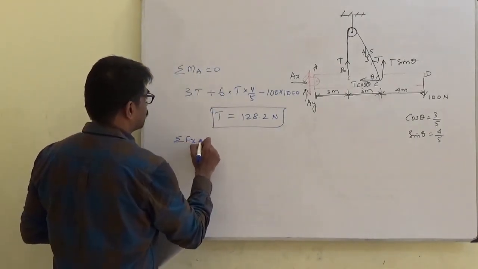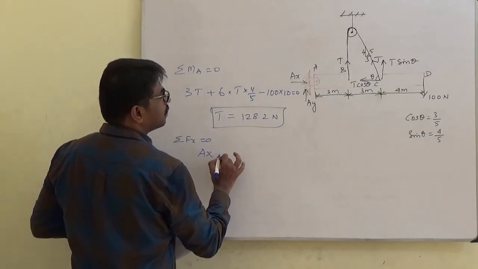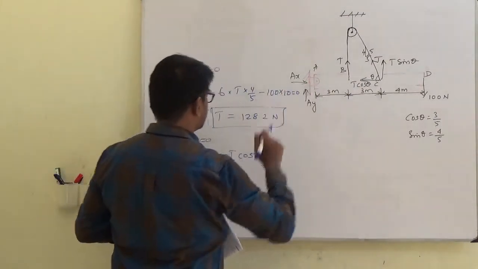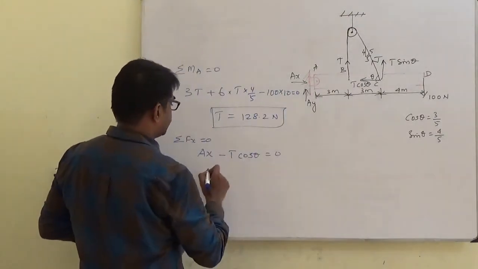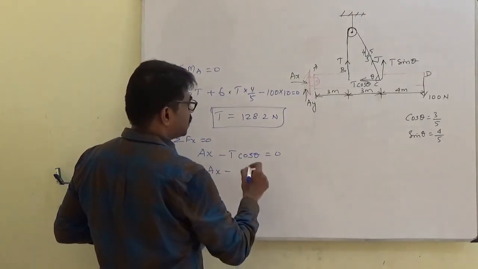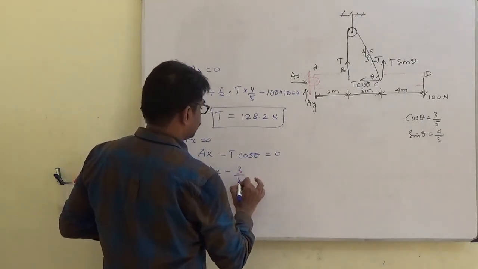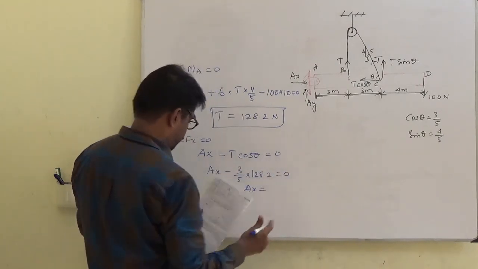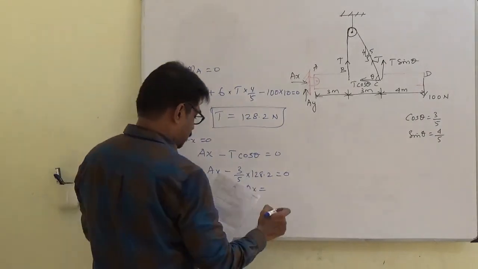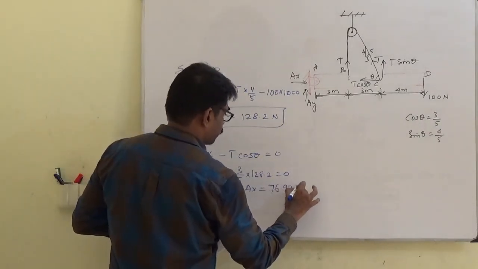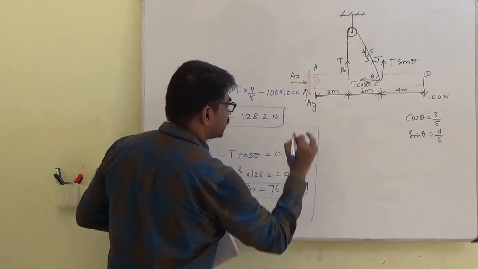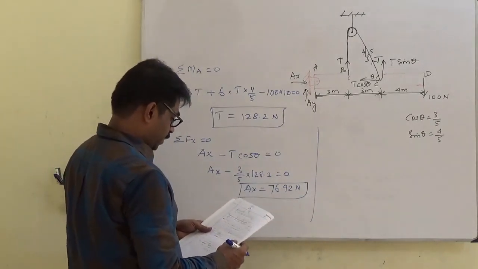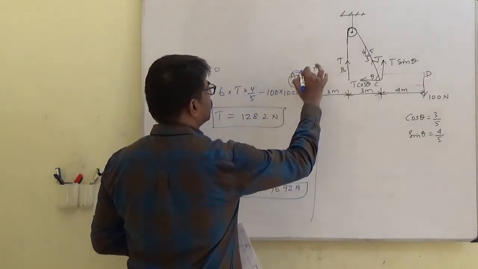Now we can use the other two expressions. Summation of Fx equal to 0. So Ax minus T cos theta equal to 0, since only these are the two horizontal forces. Ax minus T cos theta, which is 3 by 5 into T, 128.2, equal to 0. So Ax is 76.92 Newton. We are getting a positive value, which means whatever assumption I have made is right.